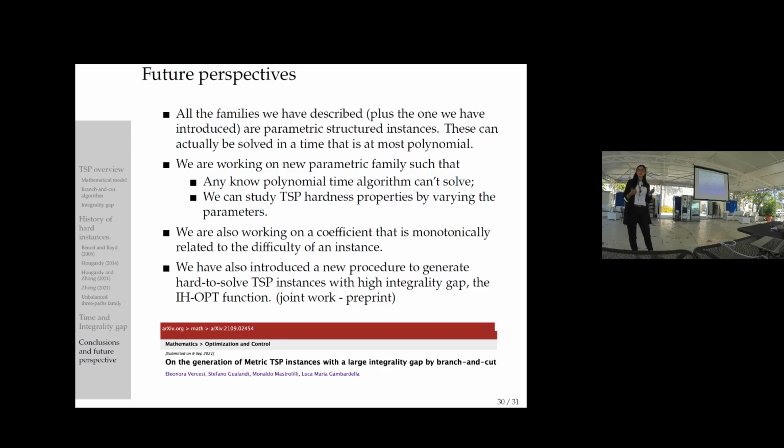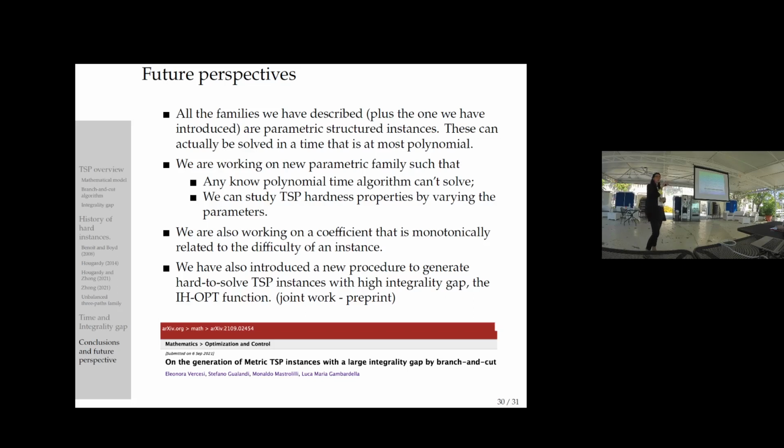If we use the exact algorithm for the specific case, all the instances can be solved in at most polynomial time. So what we are currently working on is trying to provide a new parametric family that no known polynomial time algorithm can solve, so that we can study TSP hardness properties by varying the parameters, as I said in the plot with triangles, right? And we are also working on a coefficient that is monotonically related to the difficulty of an instance. So this is quite hard.